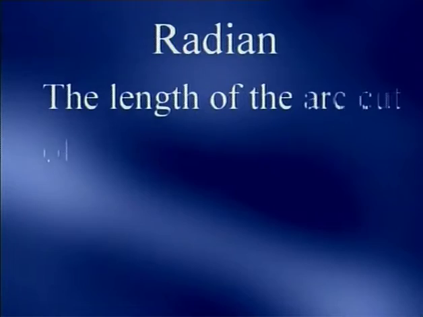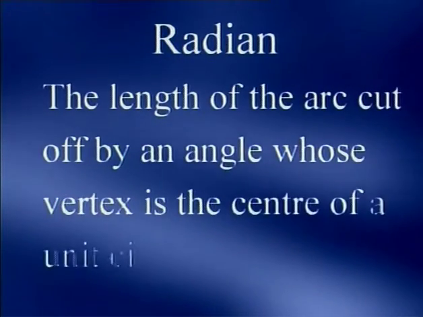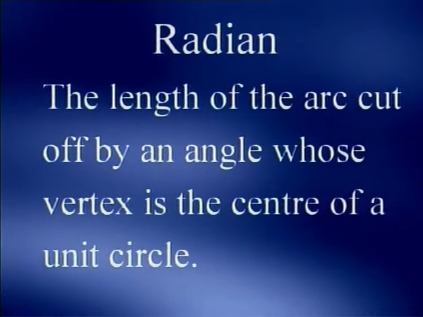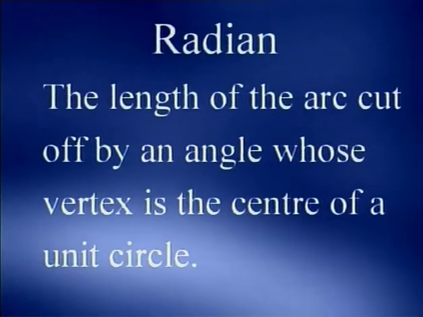Here we are considering the unit circle whose center is the vertex of the angle in question. Then the angle cuts off an arc of the circle and the length of that arc is the radian measure of the angle. So we can say that a radian is the length of the arc cut off by an angle whose vertex is the center of a unit circle. It is easier to convert these units into each other.